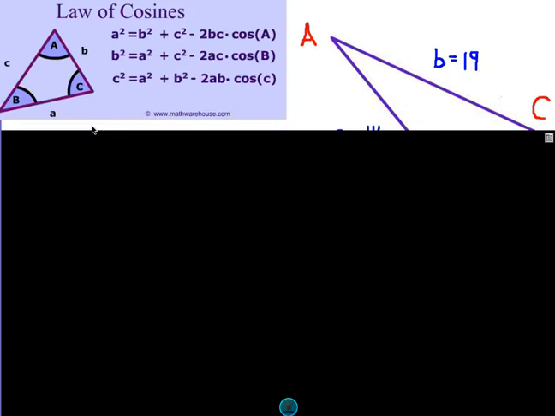On the law of cosines. Remember, law of cosines, you're dealing with a triangle. They give you the three side lengths of the triangle, and you're trying to find the angle measurements. The triangle is not necessarily a right triangle. It can be any triangle with any degree measurements on the inside.